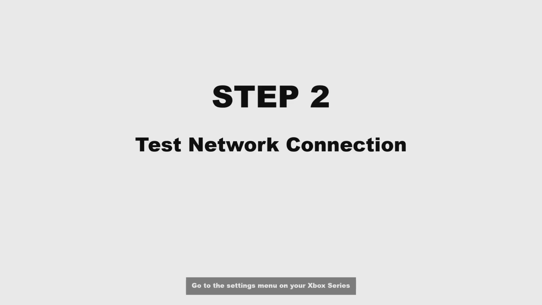Step 2. Test network connection. Go to the Settings menu on your Xbox Series X, select Network, and then Network Settings. Choose Test Network Connection to ensure your console is properly connected to the internet. If there are issues, follow the prompts to troubleshoot your network.